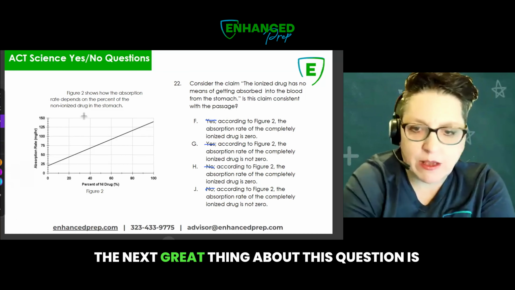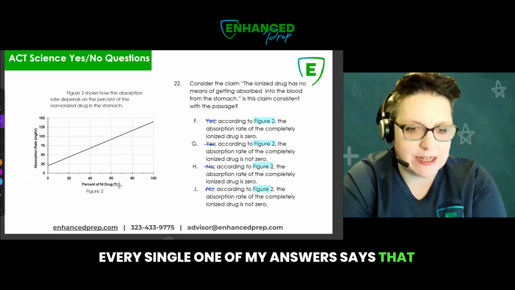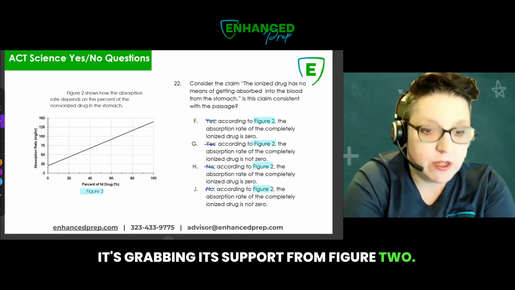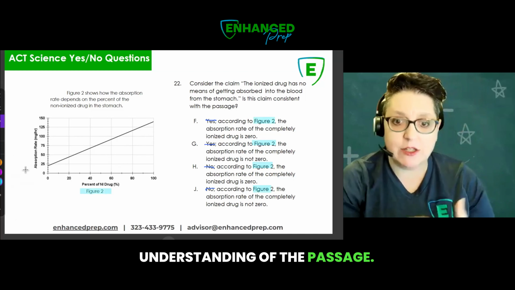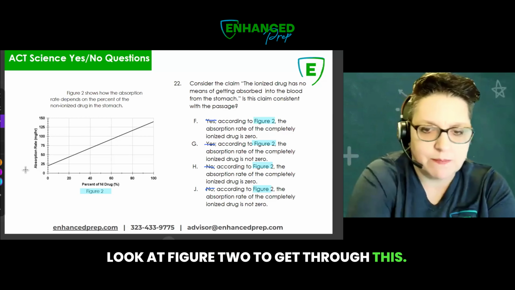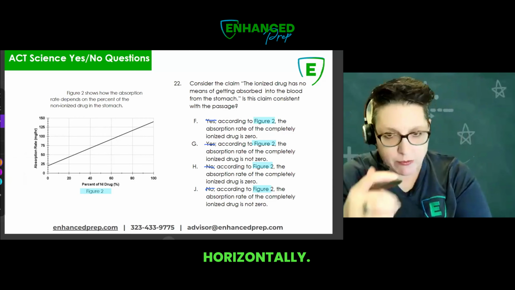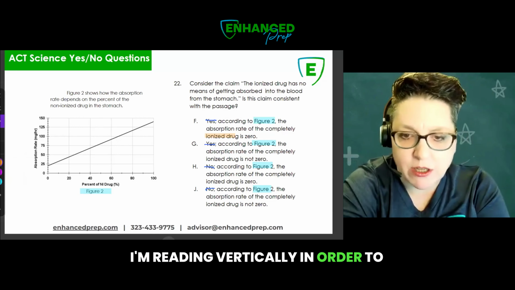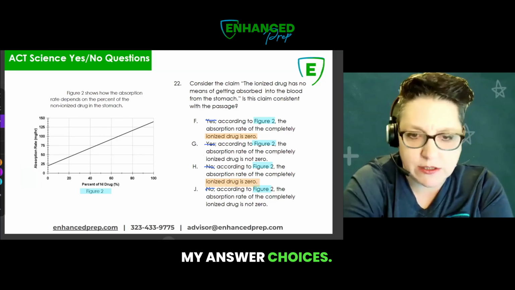The next great thing about this question is every single one of my answers says that it's grabbing its support from figure two. So I don't need to do any reading or understanding of the passage. I just need to make sure that I'm taking a look at figure two to get through this. And then I'm going to read vertically, not horizontally. I'm reading vertically in order to completely pay attention to differences in my answer choices.